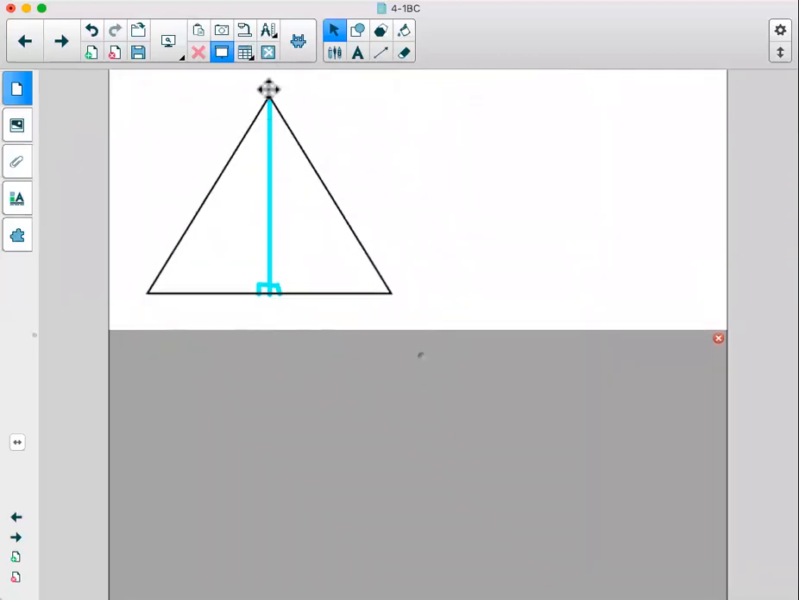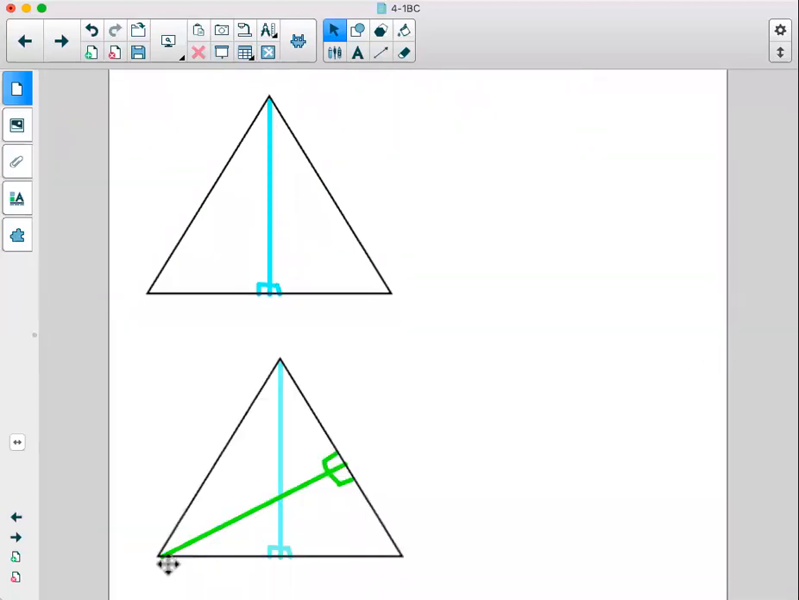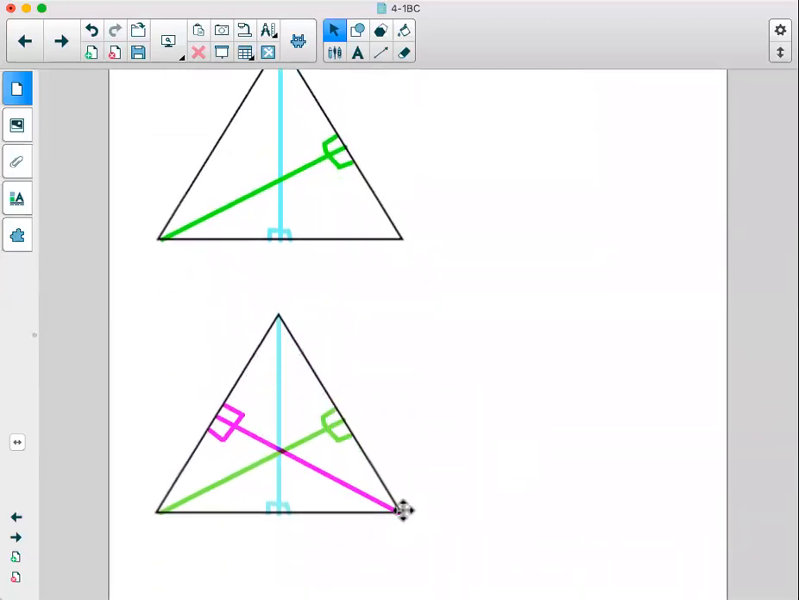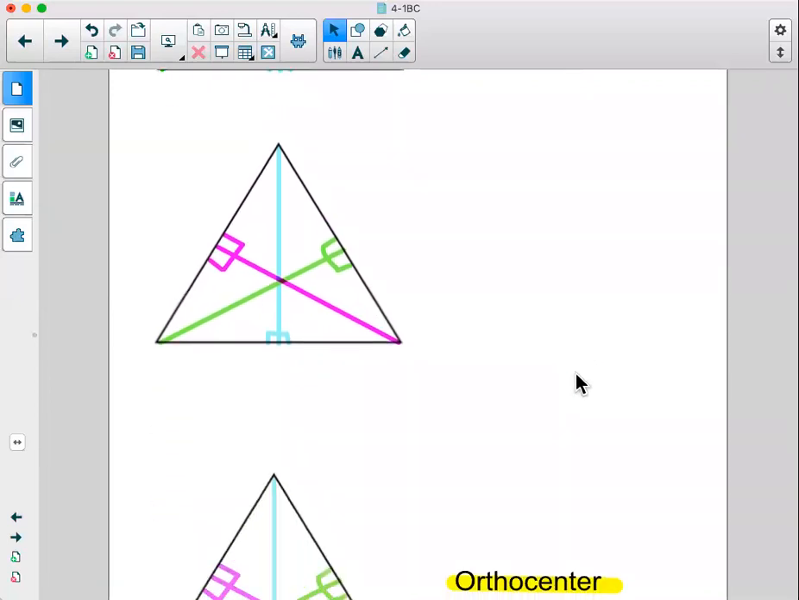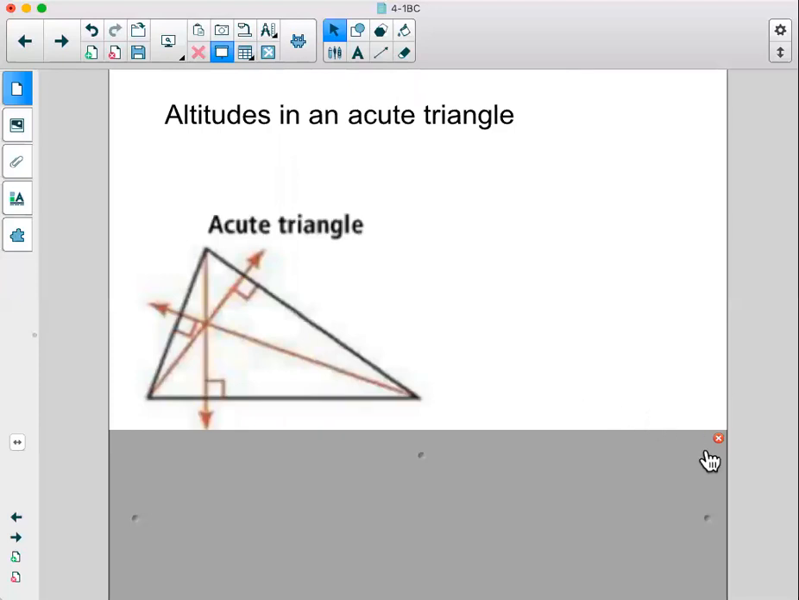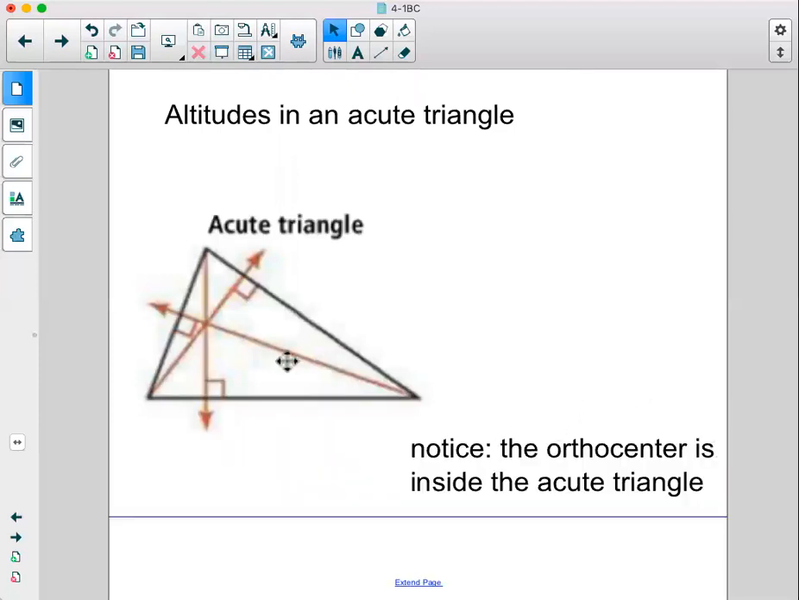So the first one you can draw from the vertex, make a right angle with the opposite side. The next one, go from the second vertex, make a right angle with the opposite side. And then the third one, you can start at the vertex and make a right angle with the opposite side. And notice those three altitudes intersect in the orthocenter. So for altitudes inside an acute triangle, the orthocenter will always be inside of the acute triangle. The acute triangle is in black and the altitudes are in red.